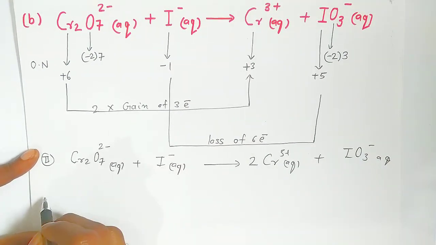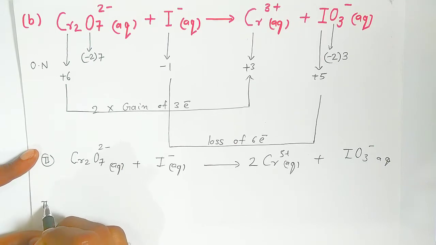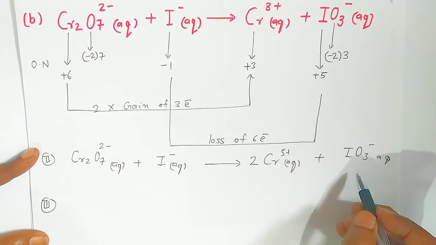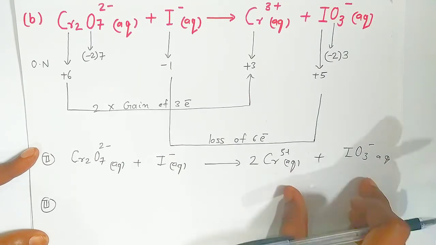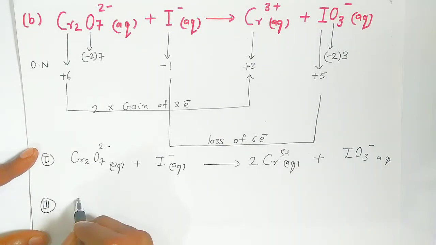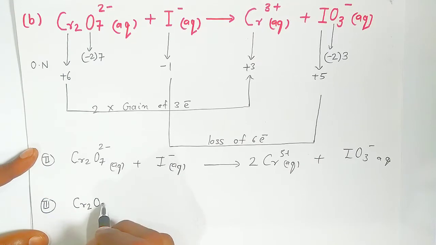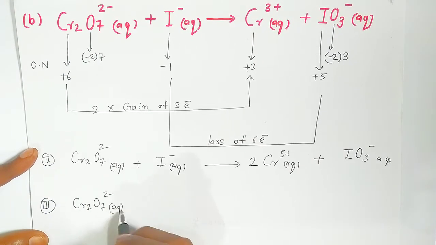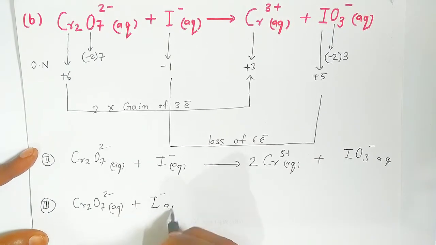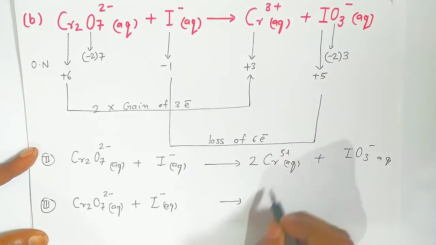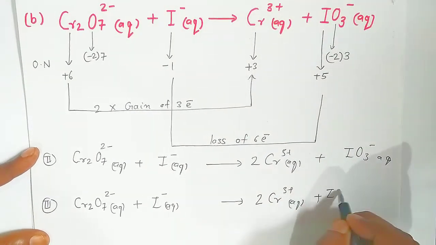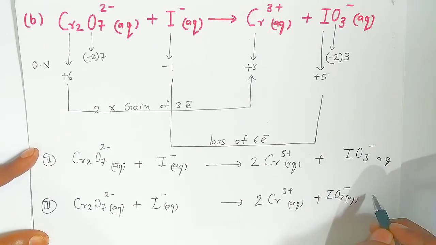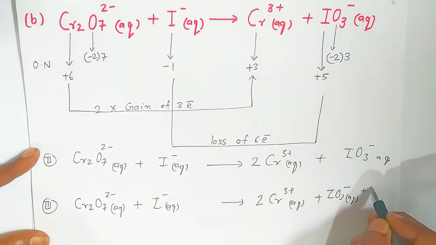So students, once again you can write here, to equalize the oxygen we are going to add 4 water molecules. So Cr2O7 2- aqueous combines with iodide, and this side, students, we are going to add chromium 3+ aqueous plus IO3 minus aqueous. Now here we are adding 4 water molecules.